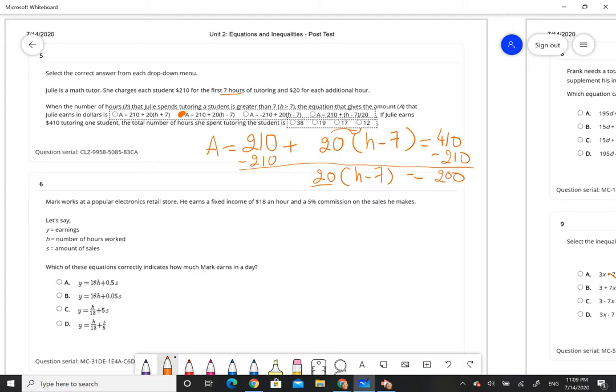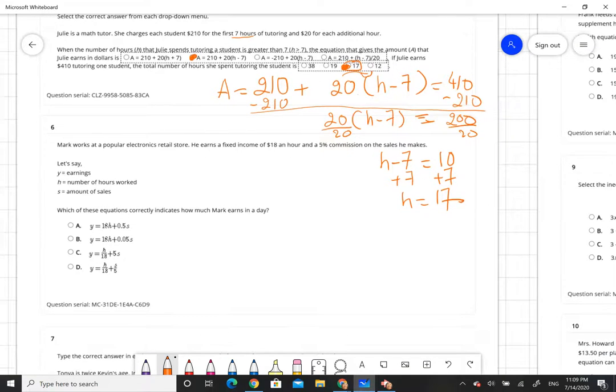And now you can divide by 20. Divide by 20 both sides, right? So now you have H minus 7 equal 200 divided by 20, you get 10, right? And then H minus 7 equal 10. For H, you add 7 to both sides. So H is 17 now. So the answer is 17. Okay, 17. All right, that's number 5.